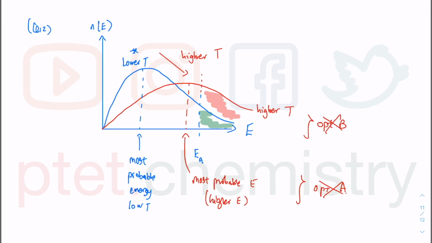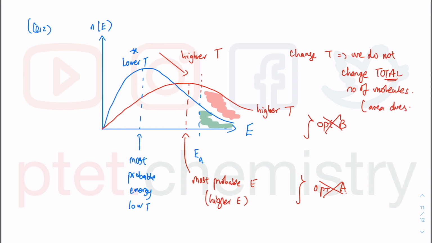Now when I change temperature, we do not change the number of molecules. We do not change the total number of molecules. And if the total number of molecules is the same, because I'm just changing temperature, the area does not change at all. So when you shift the graph to the right, this will go down, because the total area under the graph is still the same as we did not change the number of molecules. So option C is definitely wrong. The number of molecules at the very high energy would stay the same.